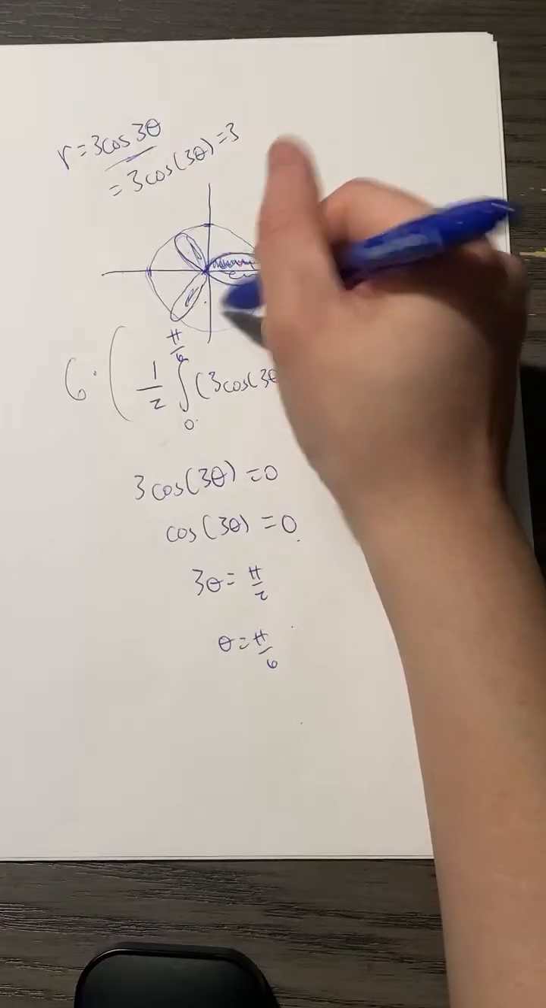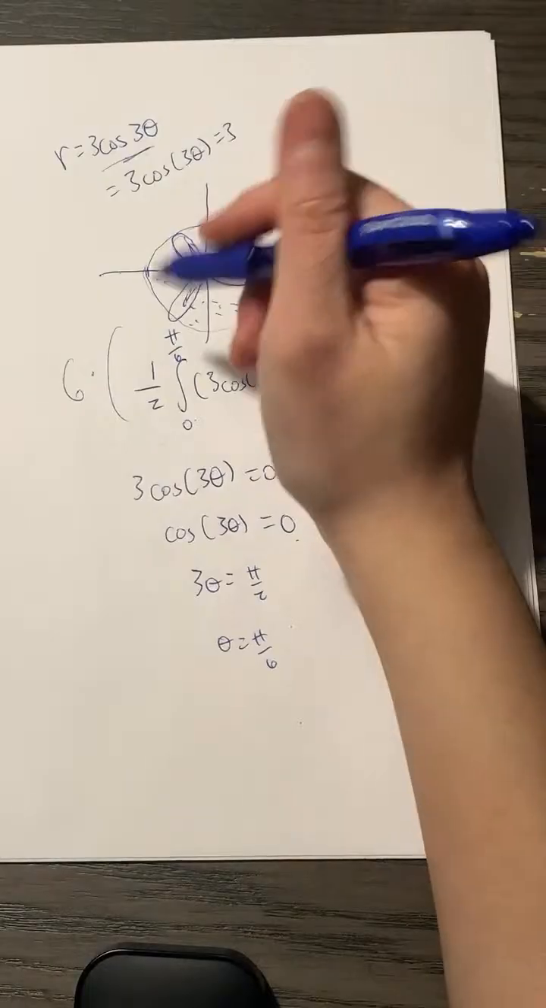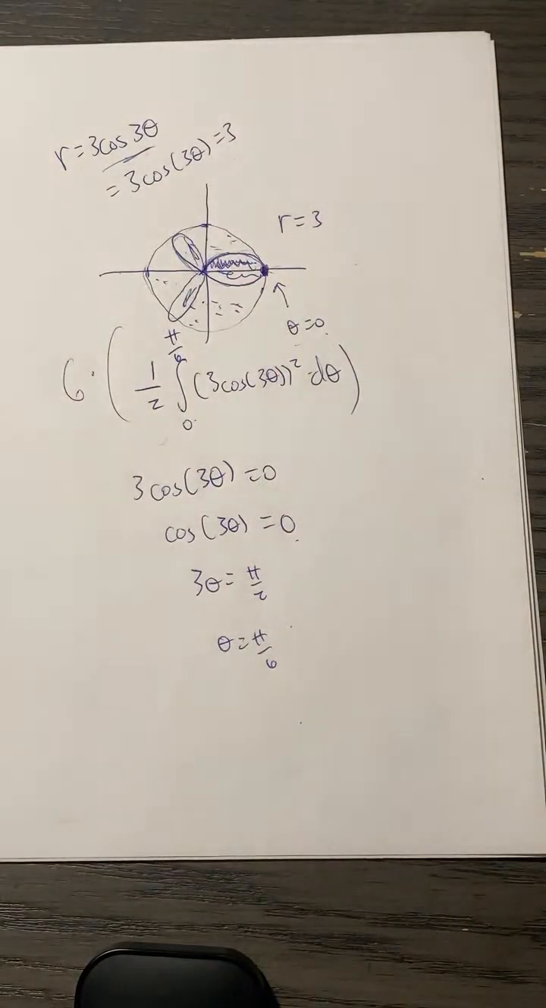And then if I wanted to find the other area, like this area right here, I would have to do a circle minus. So I'd have to do pi r squared minus this number.